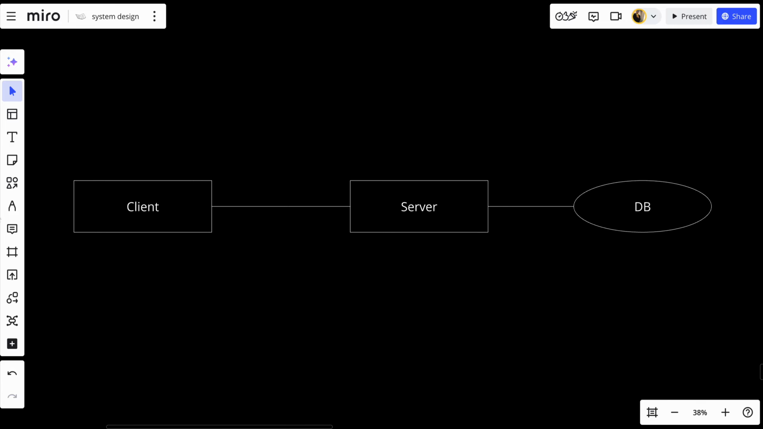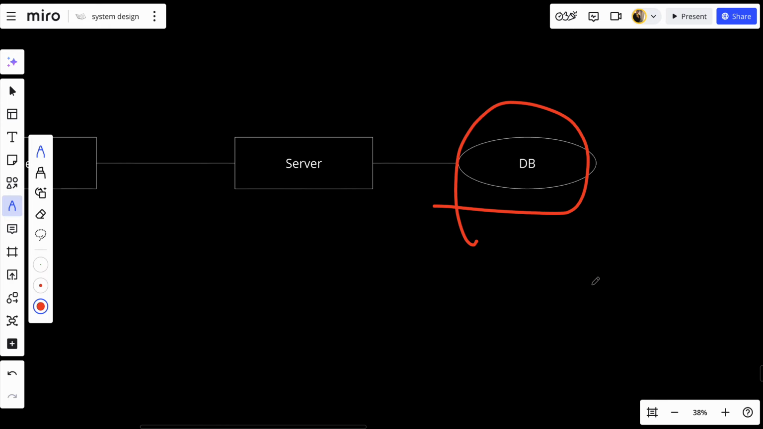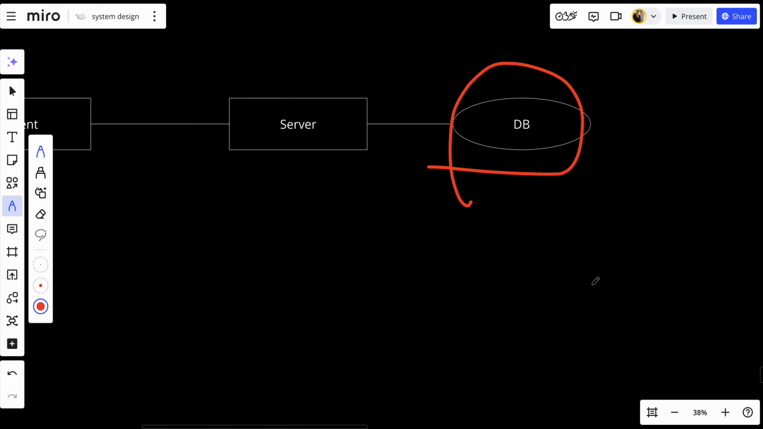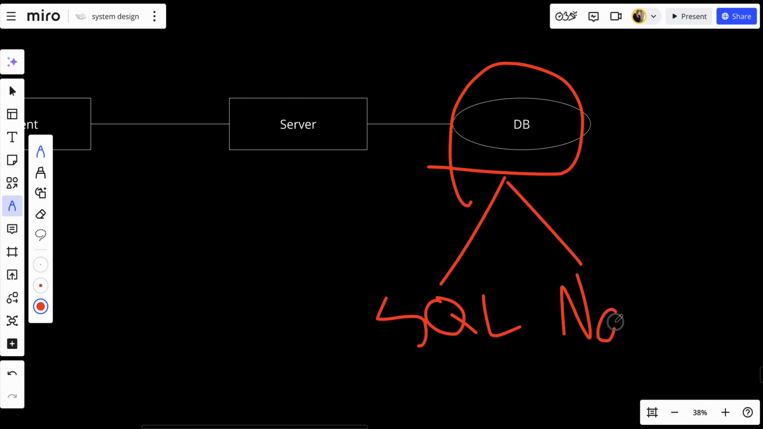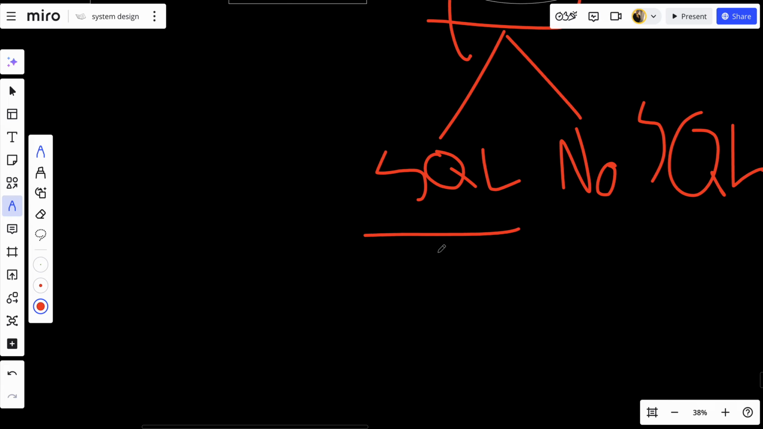So right now we need to know what type of database we should use. When we talk about what type of database, we mainly talk about two things: a SQL database or a NoSQL database. Okay, let's start with the SQL database first.